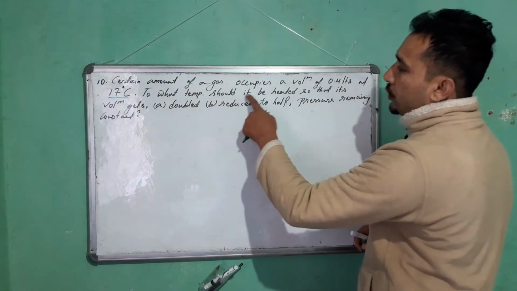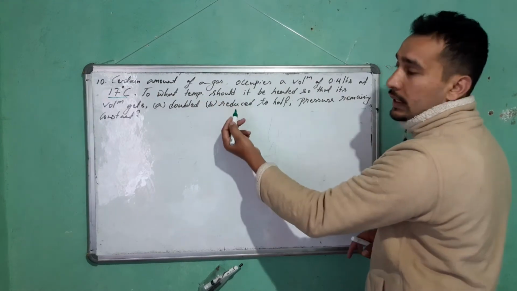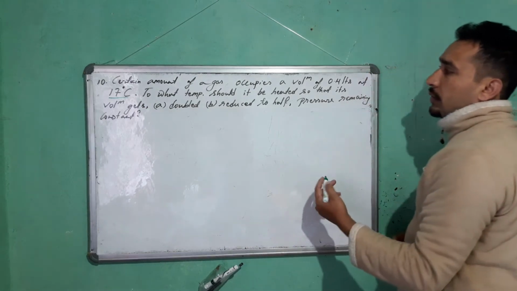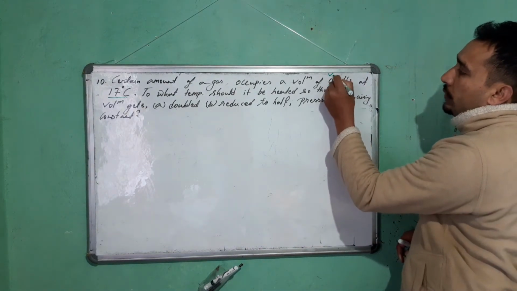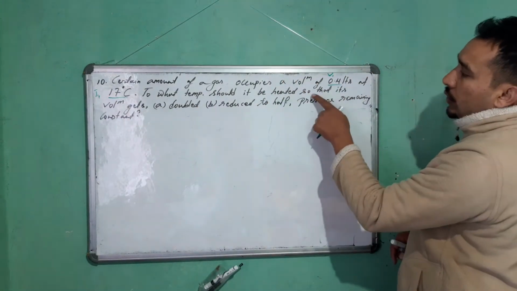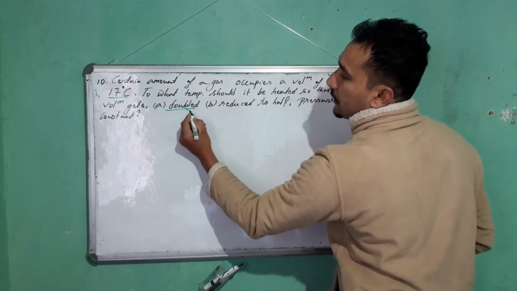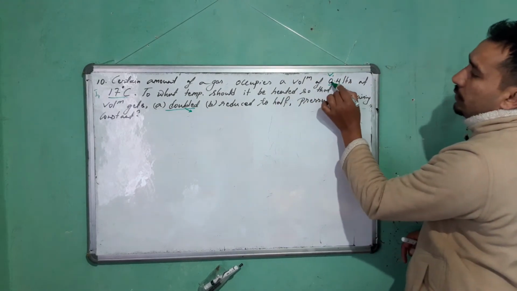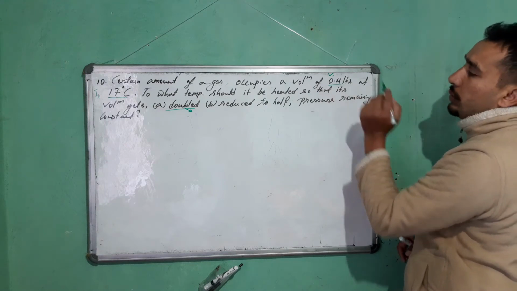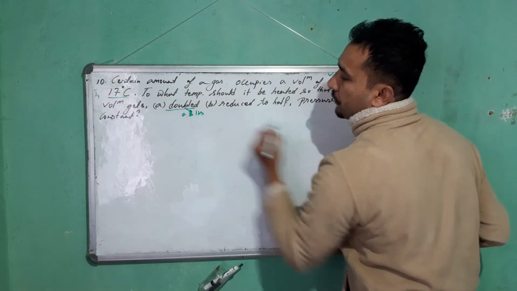To what temperature should it be heated? That means you have to find the temperature. T2 you have to find. This is T1, you have to find T2. This is V1, this is T1, T2 is question mark, so that its volume gets doubled. Volume gets doubled means whatever is the original volume, 0.4 is the original volume, double means into 2. 2 into 0.4 will be 0.8 liters.